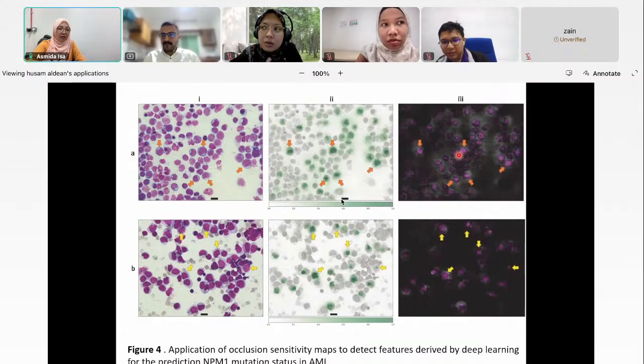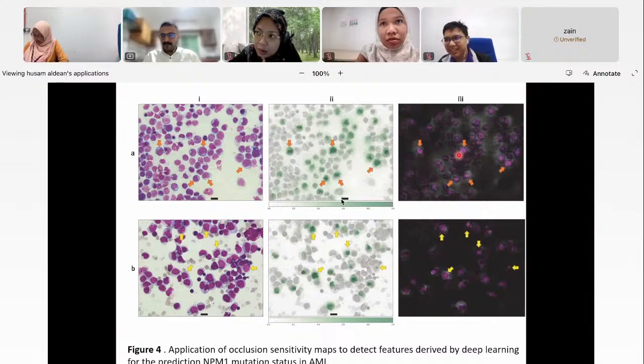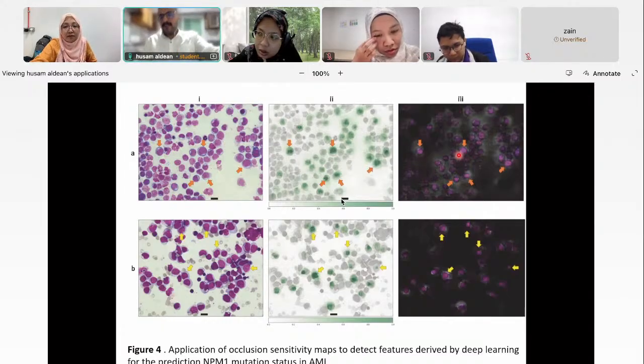So I want to ask, in clinical setting, can the hematologist know the NPM1 mutation based on the photo, or is this just something only the AI can do? Your full question is about whether the hematologist knows the characteristics of the cells that have an NPM1 mutation, right?